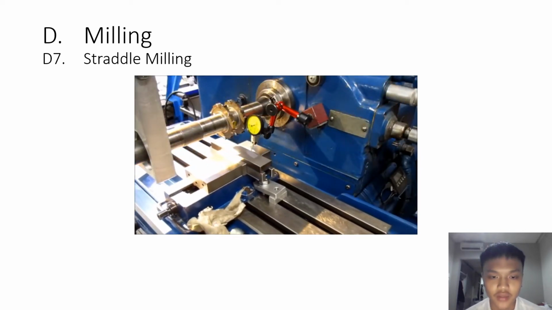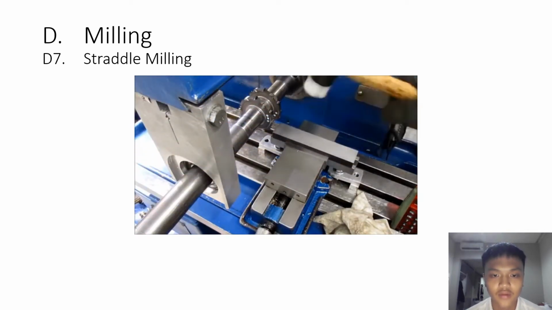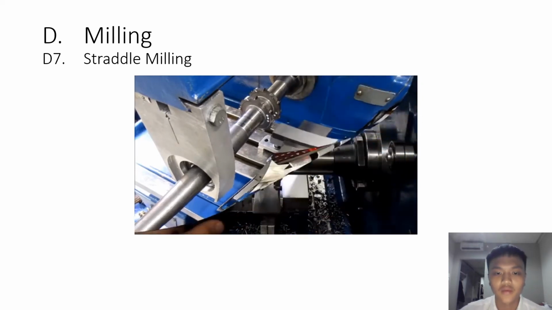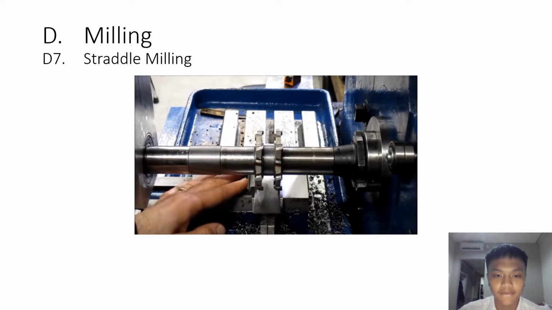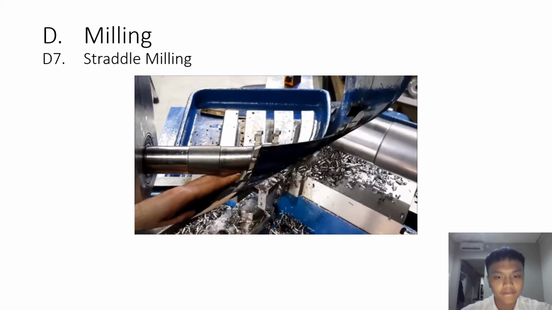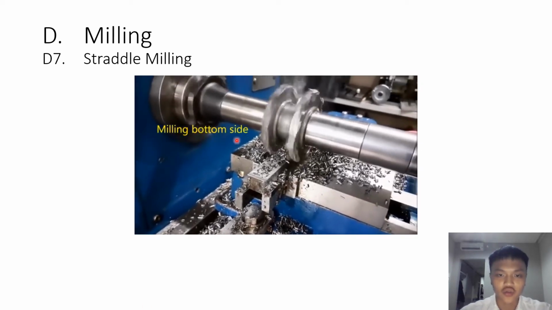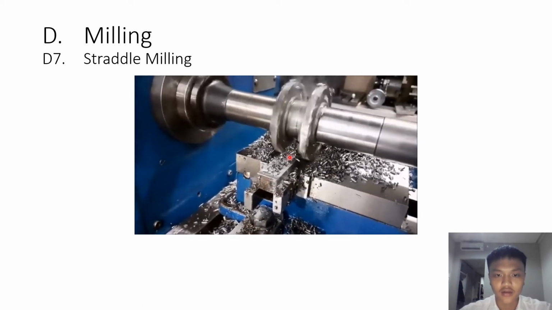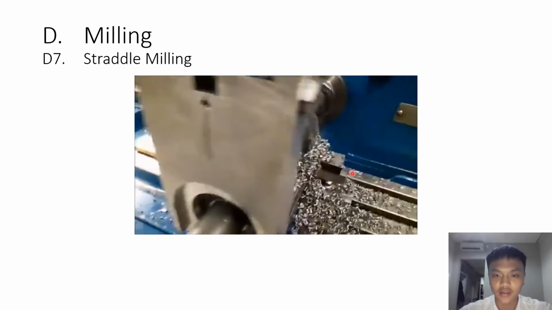Okay, see, this is how the process works. The area between the two cutters is not machined. The area that is machined is the side area.